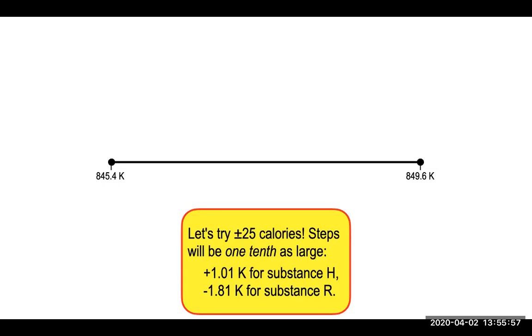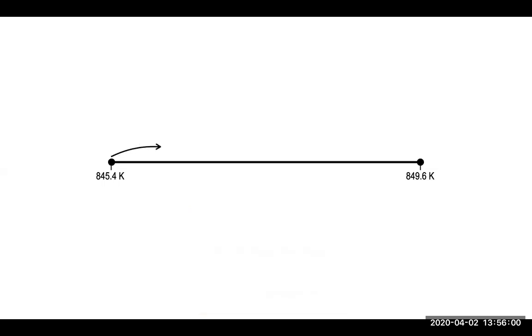All right, now let's do one of those for each of these. Here we go. There's 845.4. So that takes me to 846.41. And here's one exchange of minus 25 calories for substance R. And that dips me down to 847.79. All right. So now we're cooking. Now we're getting really close. And we're basically done, and I'll show you why.